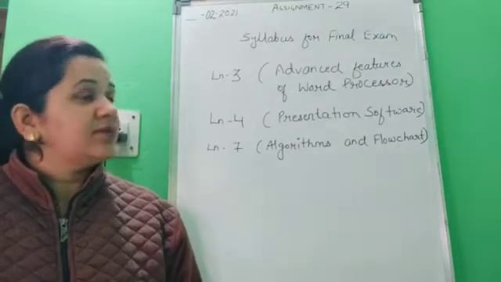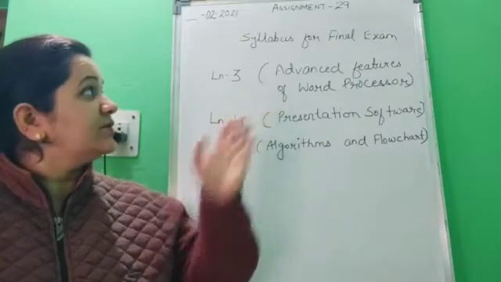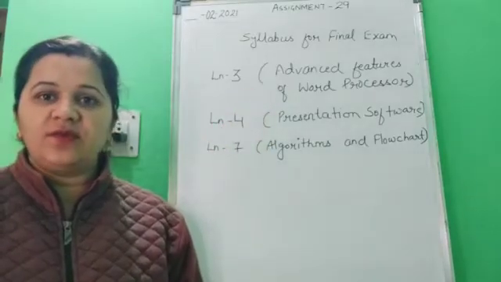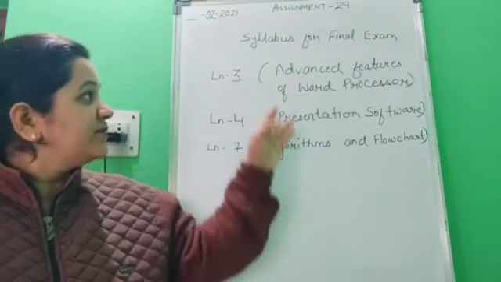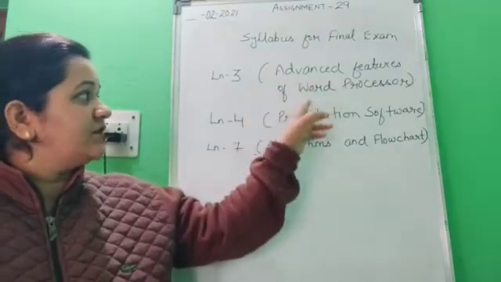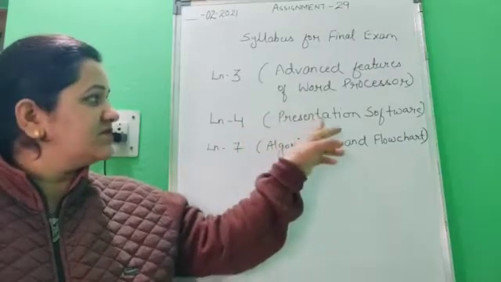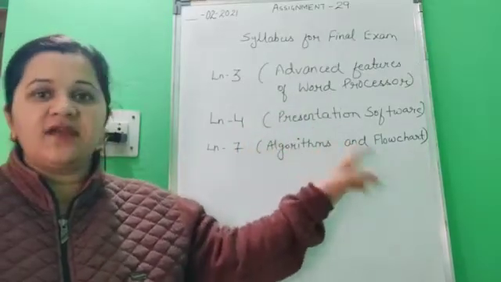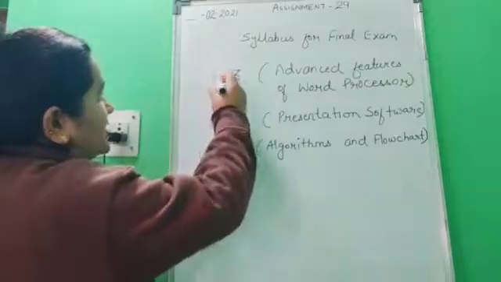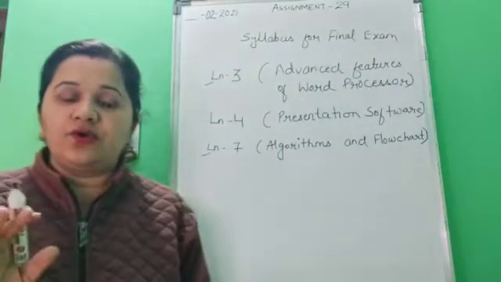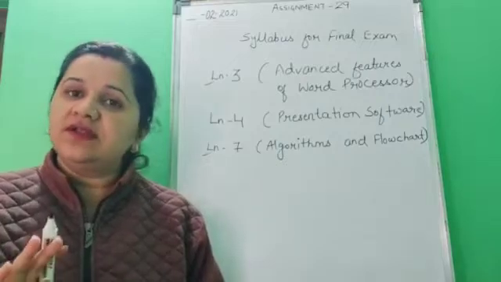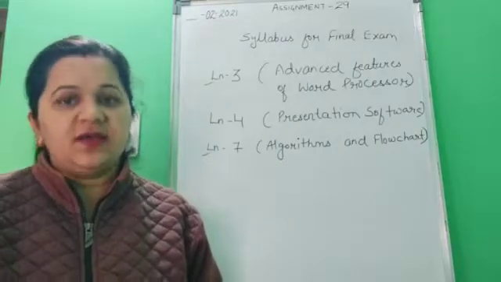Children, in assignment number 29, I'm going to tell you the syllabus for the final exam. You have to note down this syllabus. It is important. Lesson number 3, advanced features of word processor. Lesson 4, presentation software. Lesson 7, algorithms and flowchart. Lesson 3 and lesson 4, the whole chapter is coming, but from lesson 4, only as much as I have taught you in the class, in the video, only that much will come in your exam.